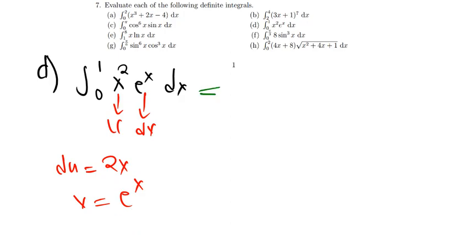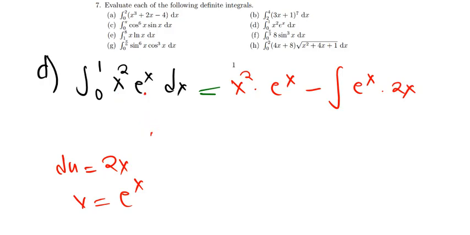We know that the integral is uv. Our u is x squared, and then our v is e to the power x, minus the integral of v du. Our v is that. Our du is 2x. We'll just go on and do it again.